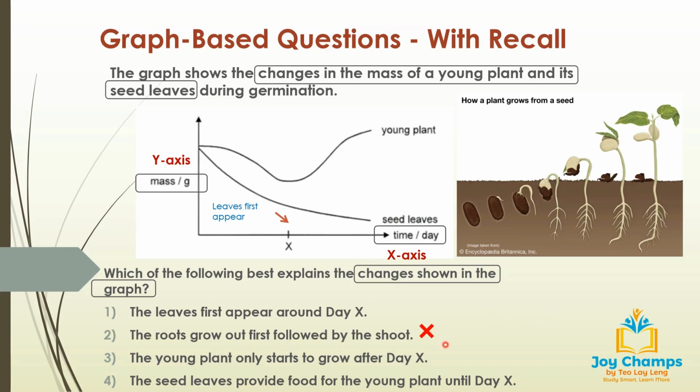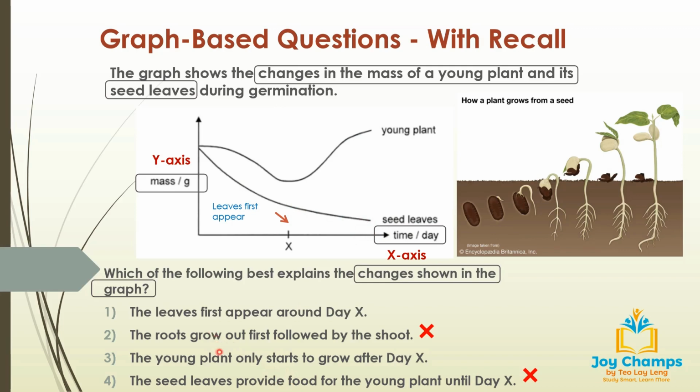Then we will take a look at option number 4, because option number 4 says that the seed leaves provide food for the young plant until day X. Now, if you look at the graph carefully, at day X, the seed leaf still contains food. It means that it can still supply food to the young plant until all the food has been used up. So option 4 is definitely wrong.